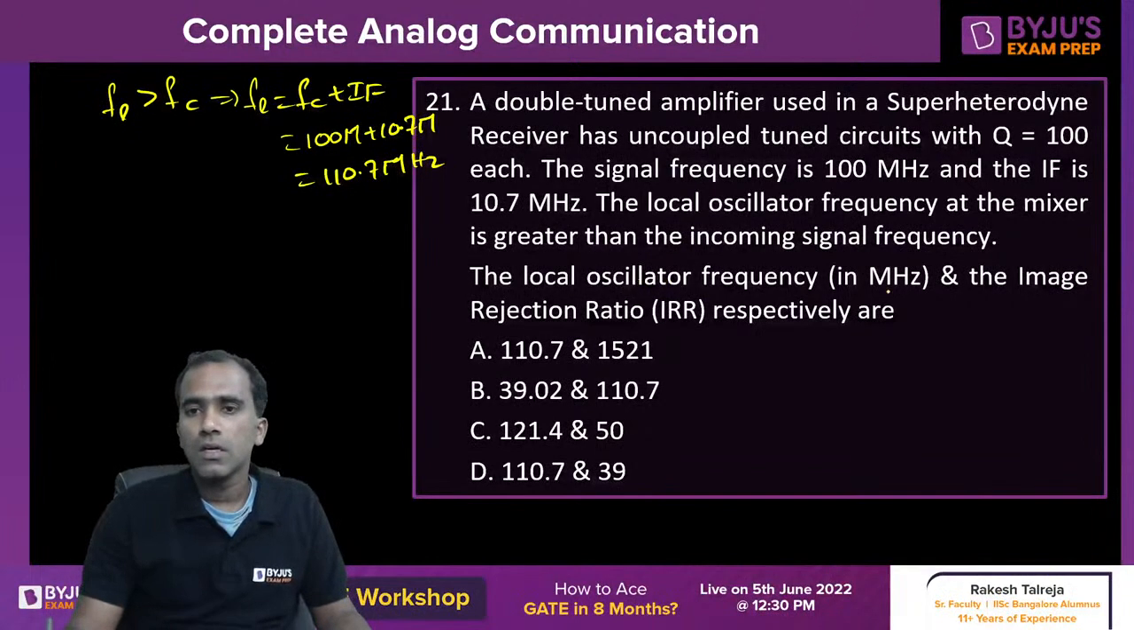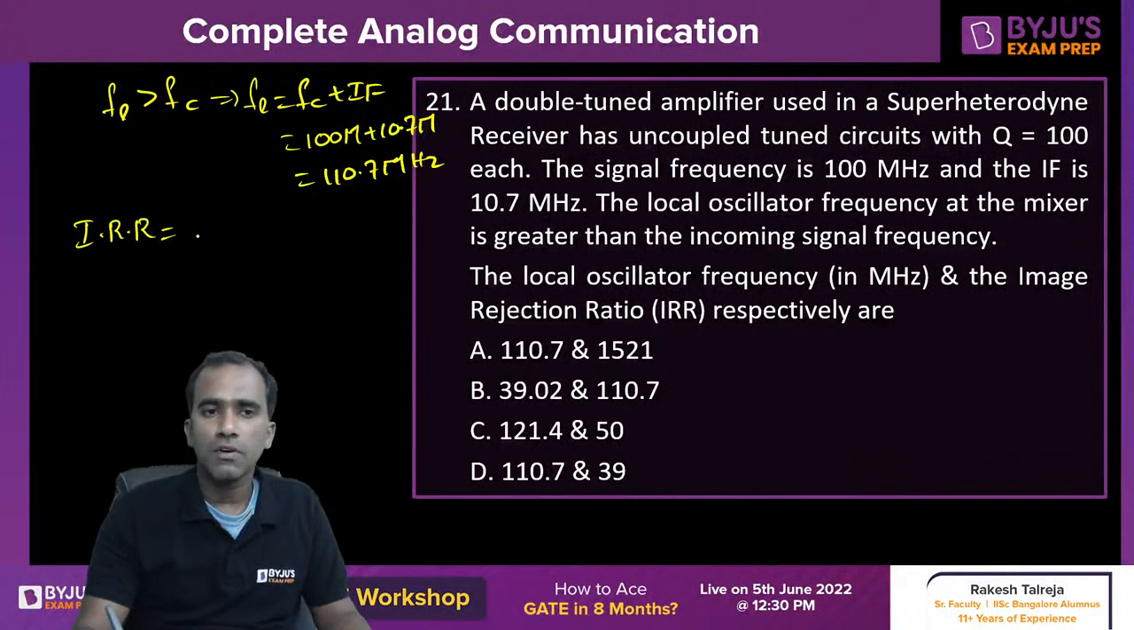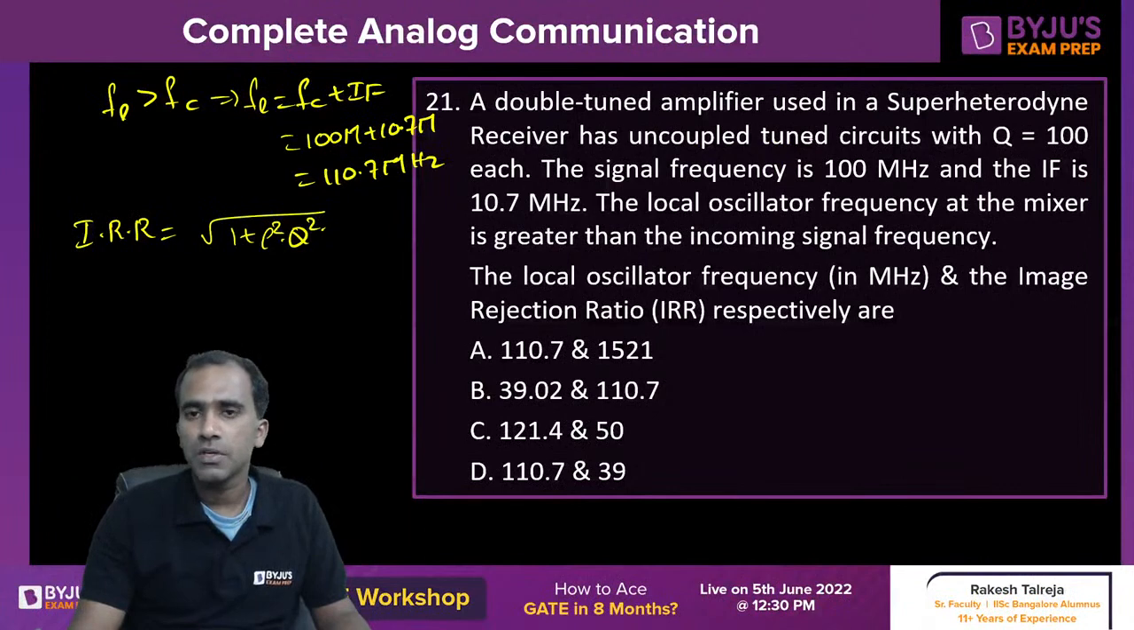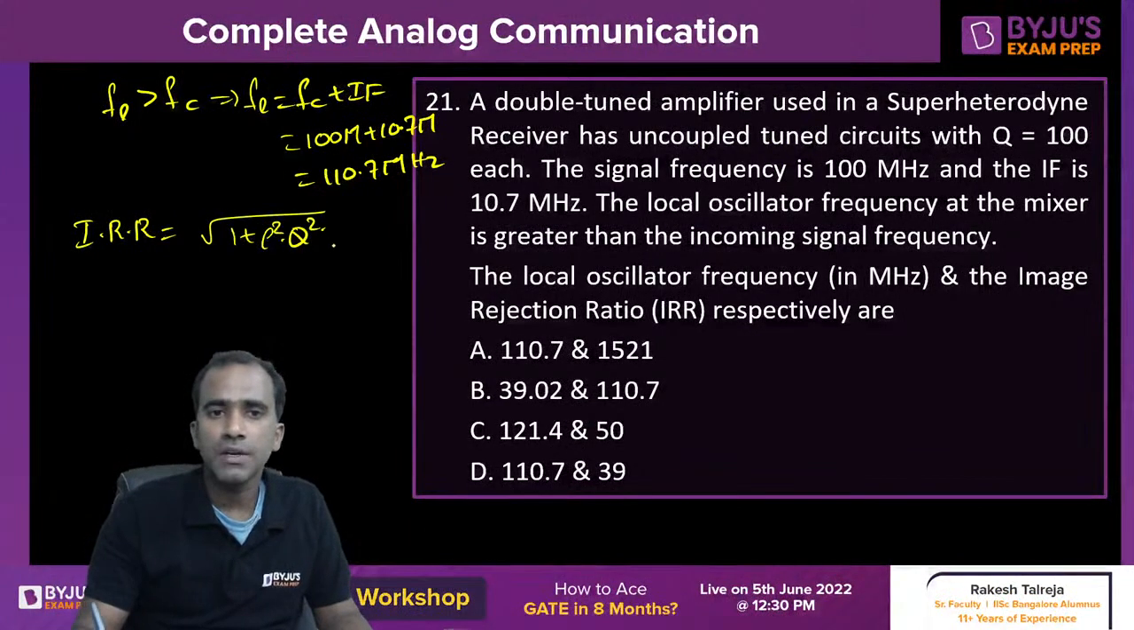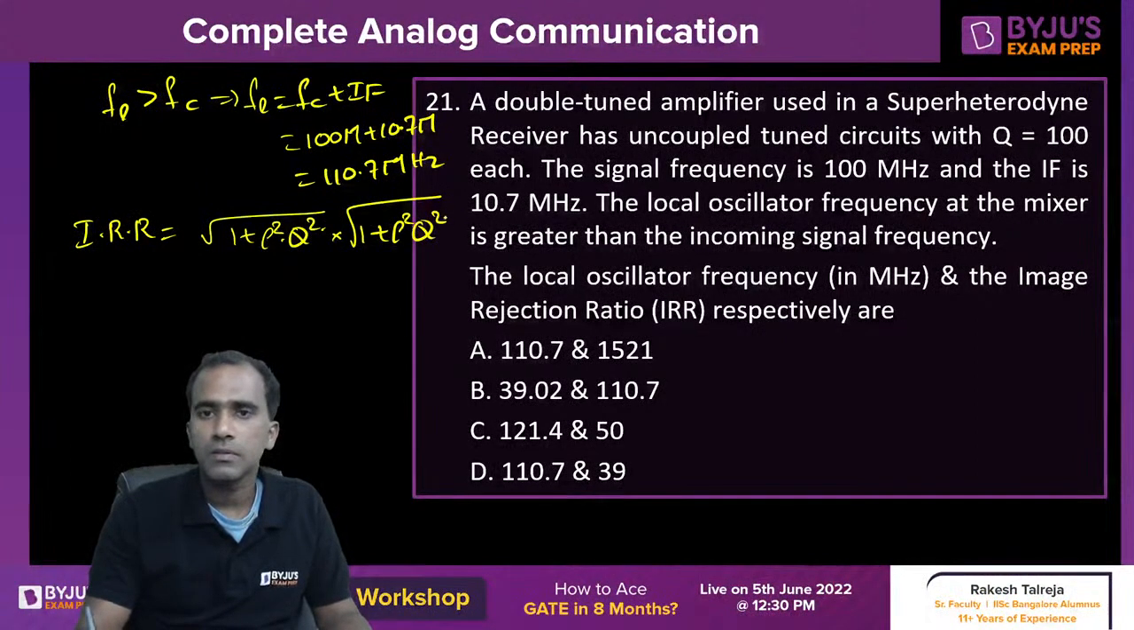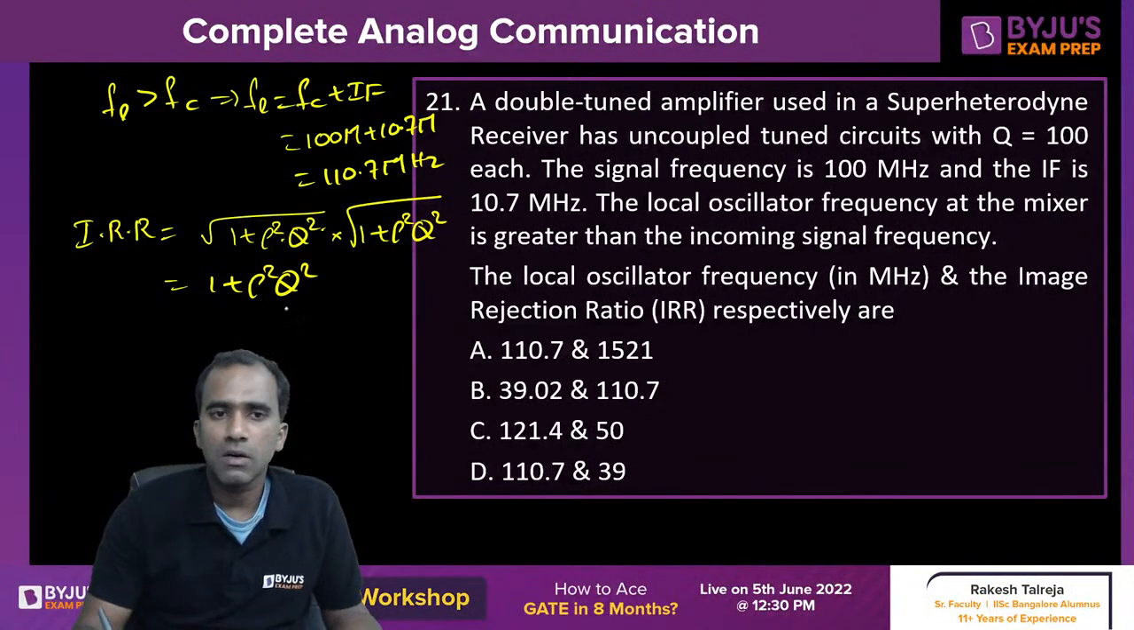Okay, next. Image rejection ratio. What is the image rejection ratio? We know the formula for image rejection ratio is root of 1 plus rho square into q square. That is when only one tuned circuit is used. If there are uncoupled tuned circuits, which means they are using two tuned circuits, then the formula will multiply the same factor twice, rho square into q square. If the q is different, you can write q1 and q2. If the q is same, you can write it as just q. So it will be 1 plus rho square into q square. You can remove that 1 also, because that will not change the value much.